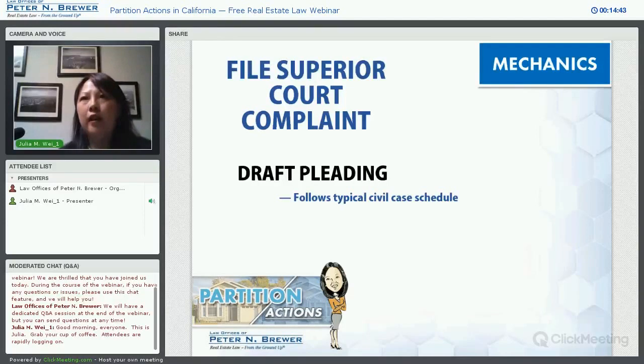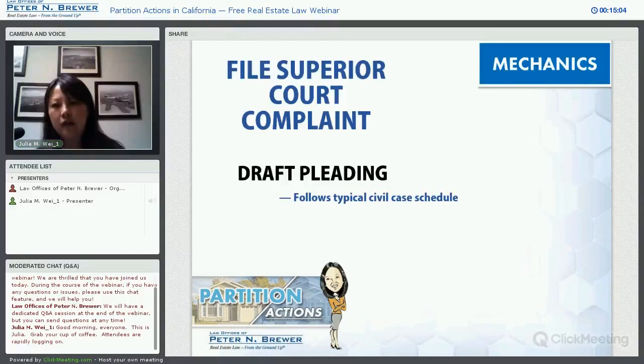Once the complaint is filed in state court, it should be filed in the civil division, and so it will follow the typical scheduling and judge assignment and case management schedule. The part that makes partition actions a little different is strategically, when you are the claimant or the plaintiff, you're looking at bringing on board a referee and the timing to do that if you think the parties aren't going to stipulate to an interlocutory judgment.